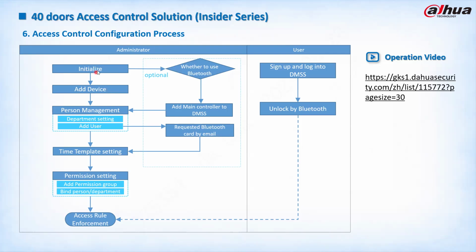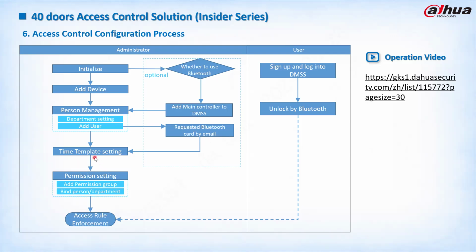So starting from this point, initialize the devices and create your personal management. Then, for example, from this particular point, you can decide to request a Bluetooth card by email so that each of those cards can be integrated with their phone so that you can communicate with the device. At the moment this is optional, but you can have it set up. Then you create some time template settings.